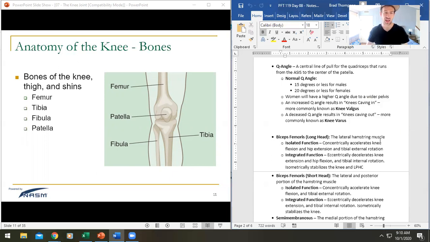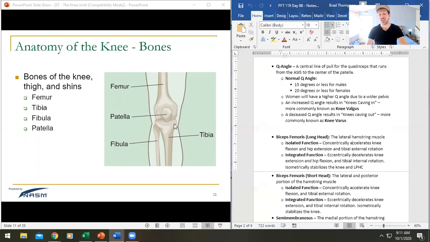Let's look at the anatomy. Let's look at the bones here. Bones are actually pretty simple. You get your femur. It's the big bone, the caveman bone. Whenever you see a caveman with a bone for a weapon, it's probably a femur. Largest bone in your body.